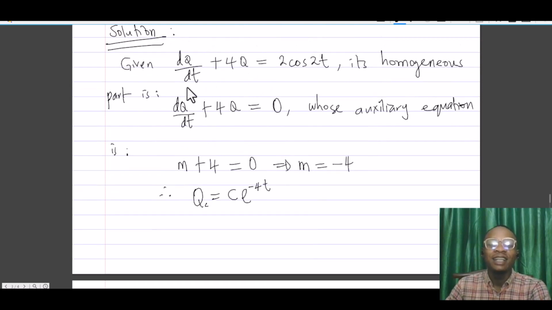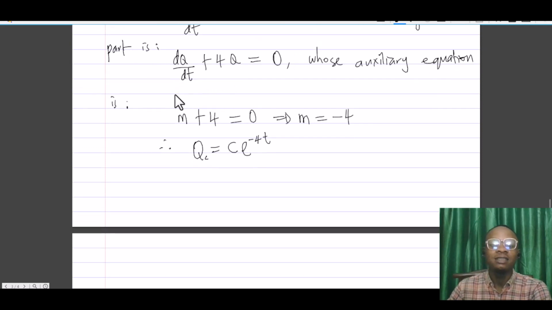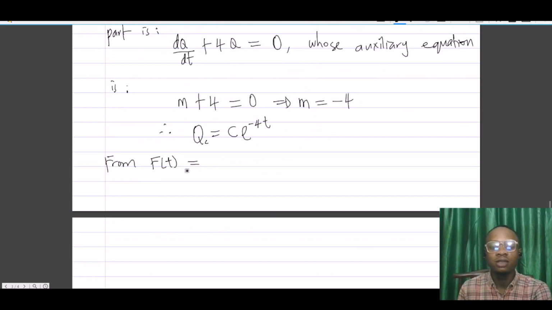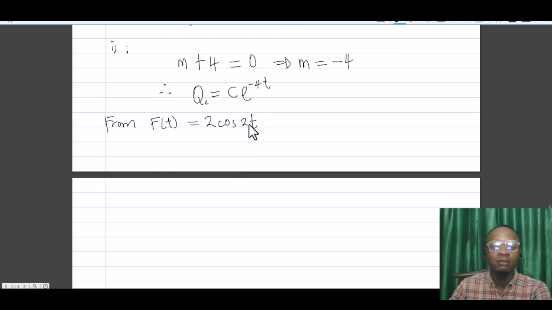Then we will consider our f of t. We call it f of t because t is the independent variable. What is f of t here? Our f of t is 2 cos 2t, so this is 2 multiplying cos 2t. We pick the components present. The only component present here is cos 2t, so its UC set is going to be cos 2t and sine 2t.